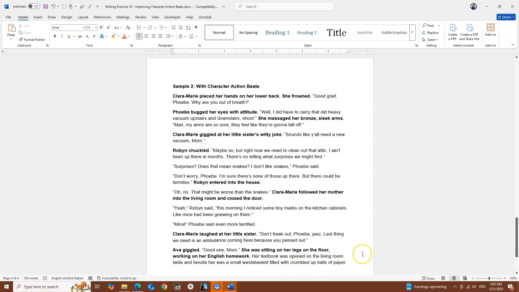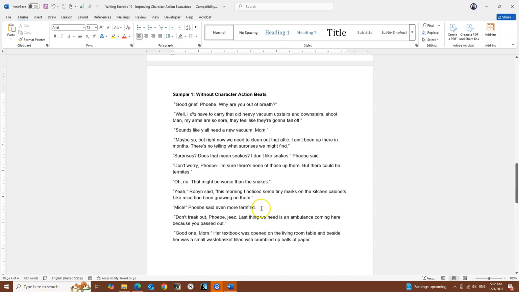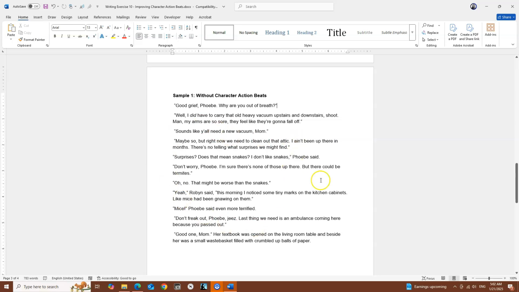So as you can see in the second example or sample here with character action beats, the scene is a lot better and more fuller compared to up here when it was just the dialogue.